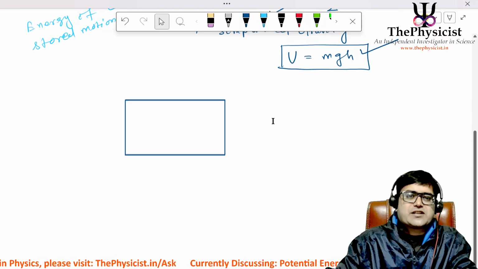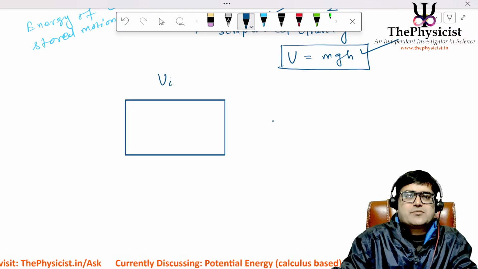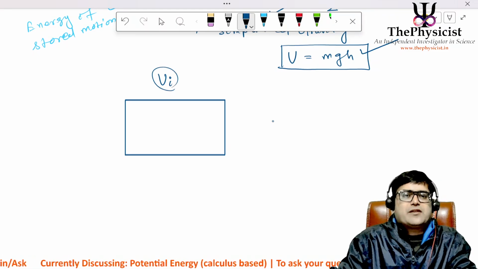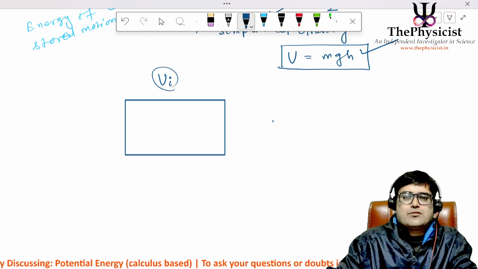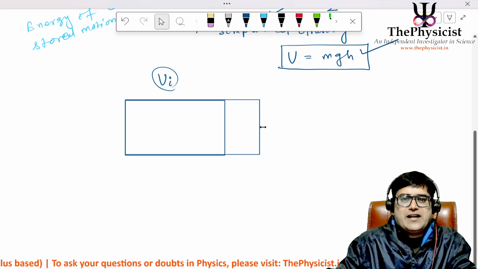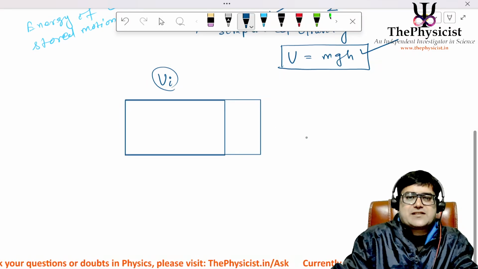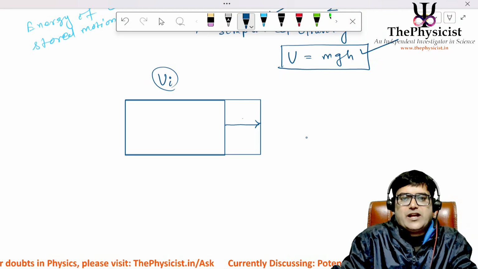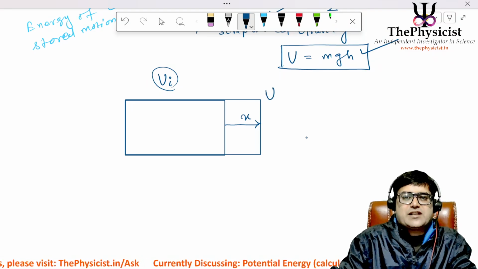Let's suppose whatever is the potential energy in this state. Let's call it the potential energy is Ui, whatever that is. Now you would be expanding the system a little bit. Let's say you are expanding the system by an amount x. So in this case, the potential energy is UF.